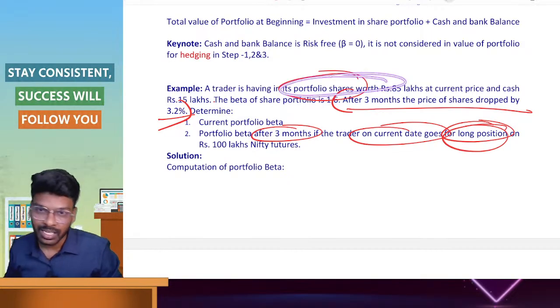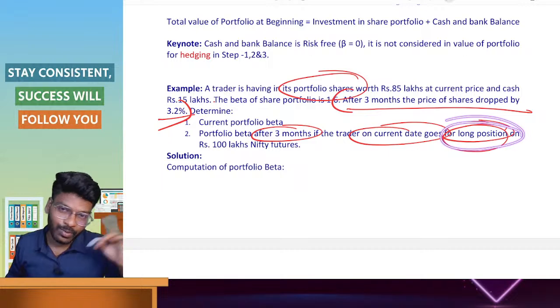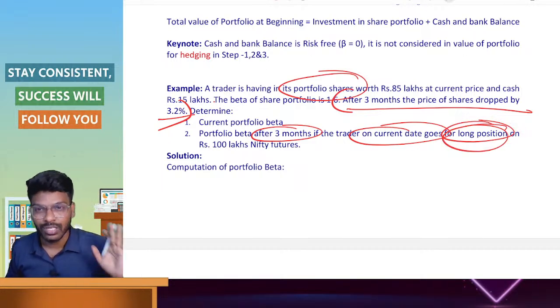Already we have a long position. Also in futures, I'll go for a long position.